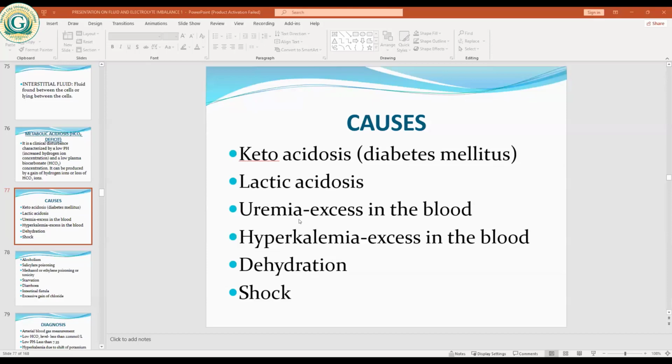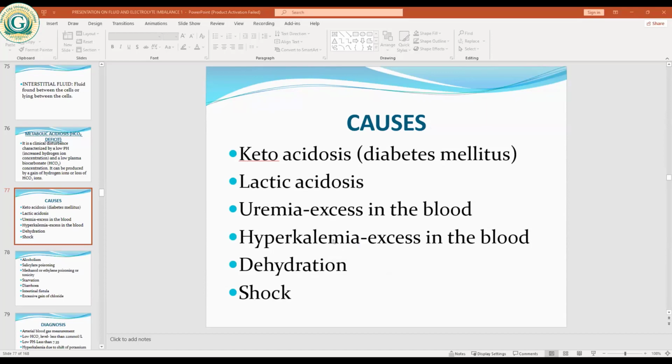We have hyperkalemia, excess potassium in the blood. When you have too much potassium in the blood, we know potassium is found inside the cell and sodium is found outside the cell. During hyperglycemia, glucose levels are high, but the cell itself is starving. So in the process of gluconeogenesis and glycogenolysis, the cells push potassium from inside and it becomes available in the extracellular fluid compartment. So it also makes the solution acidic.